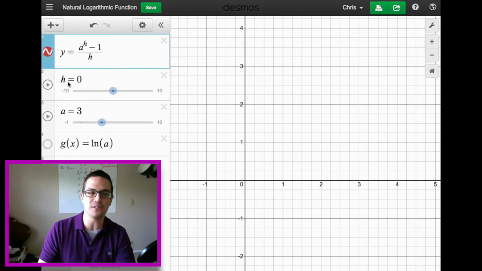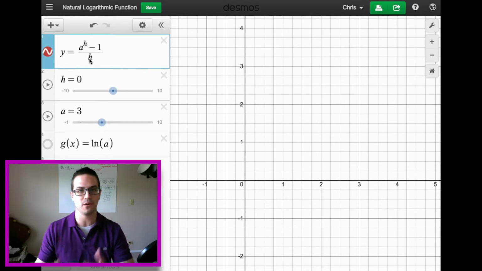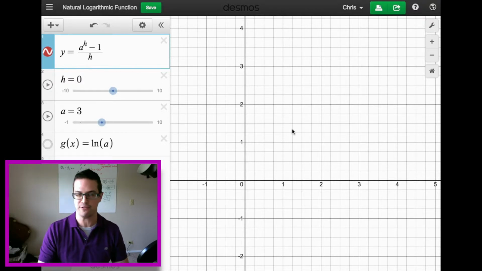Now if you notice, h is set equal to 0, so a to the h, which is a to the 0, is going to be 1, minus 1 is 0, and then h is 0, so it's going to be 0 over 0, which is indeterminate. That's why nothing's actually graphed here.